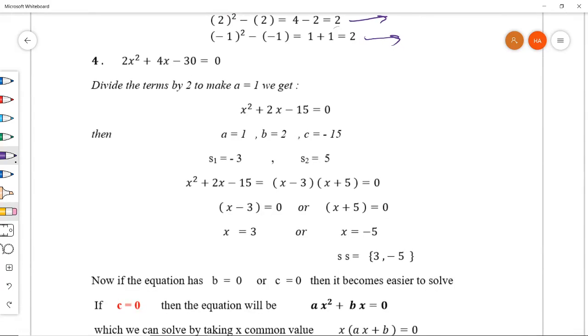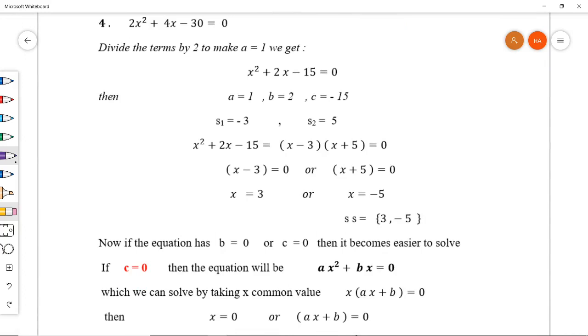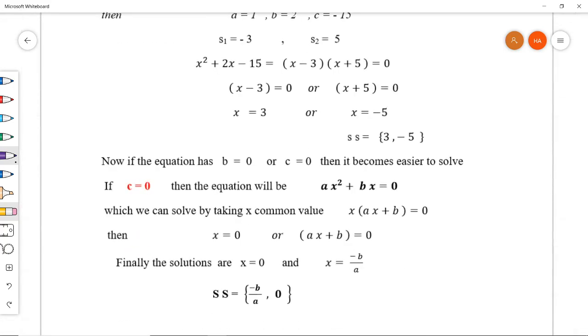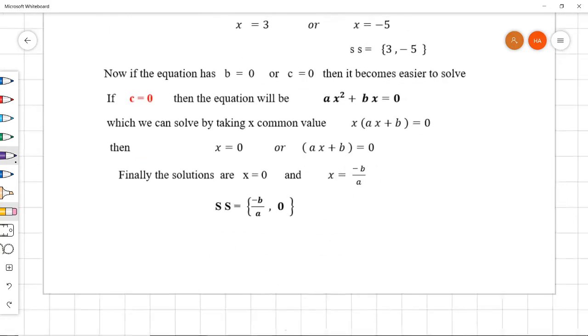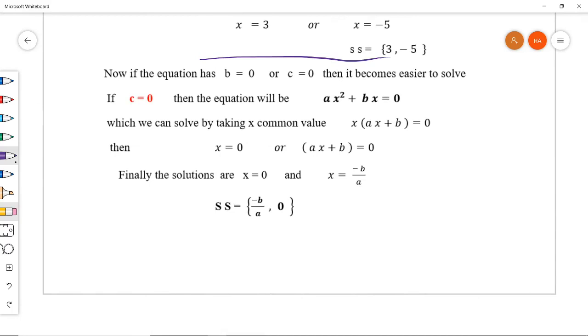The fourth example here, you can solve it by dividing all the terms by 2 and simplifying the equation, and finally factor it into two brackets, and you get the solution 3 and negative 5. Now some equations are easier than the previous, like that. If b is 0 or c equals 0, then we can solve the equation more easily without factoring.